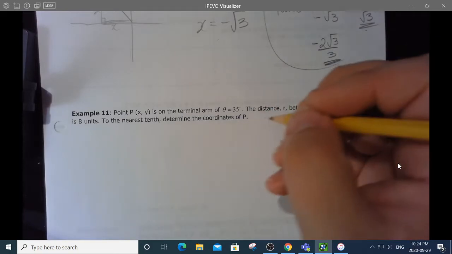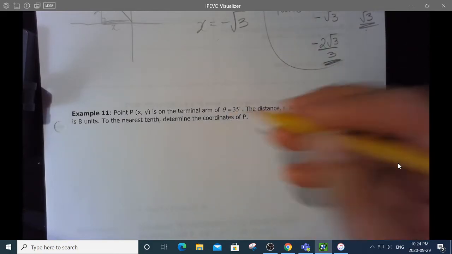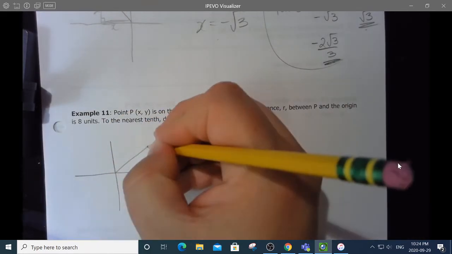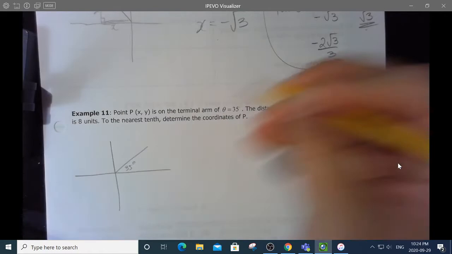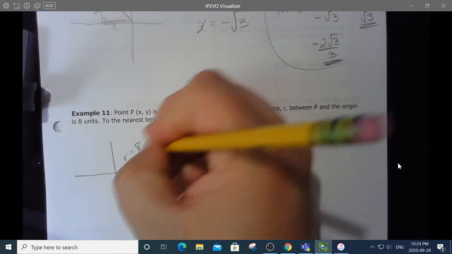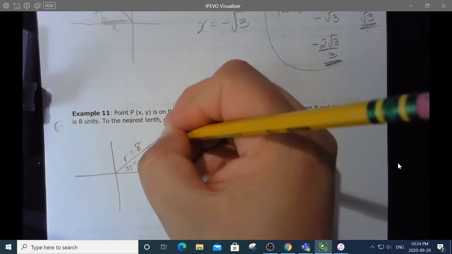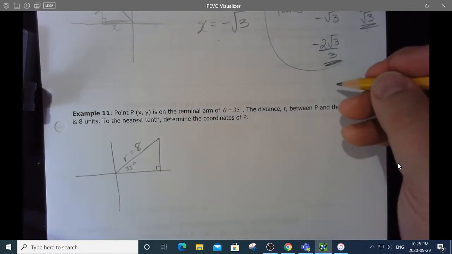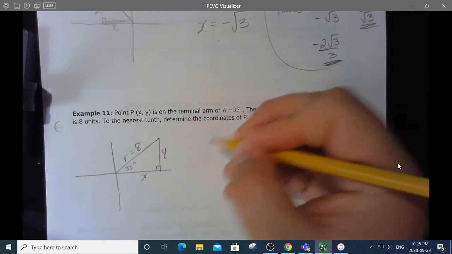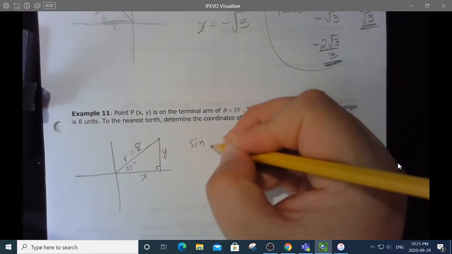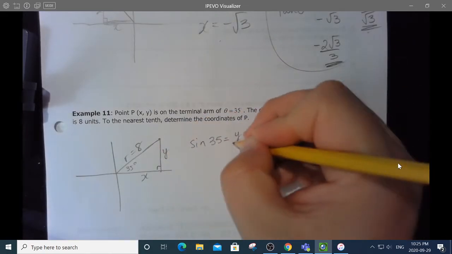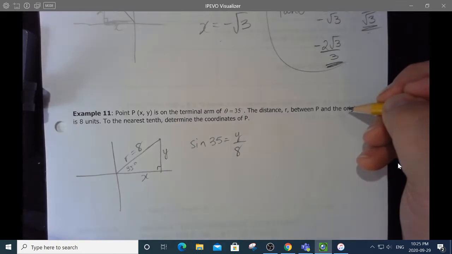All right, so let's draw that. We are at a terminal arm of 35 degrees. So that's a terminal arm, so that's like, I don't know, there. 35 degrees, something like that. And we know that r here is equal to 8. So what do we know? We know that this is the y number, that's the x number, and we know that the sine of 35 degrees then is opposite over hypotenuse.